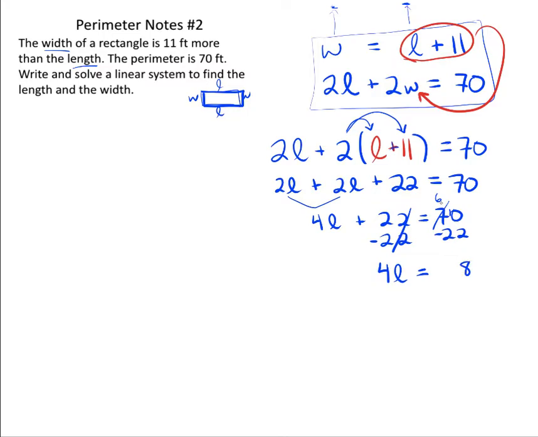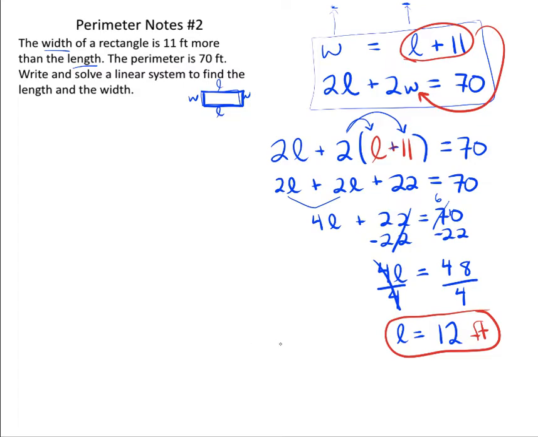So 70 minus 22 is 48. Then to get L by itself, we'll undo multiplication with dividing by 4 on both sides. So L equals 12. So the length is 12, and I'll write in my label, feet. That's one of the dimensions.